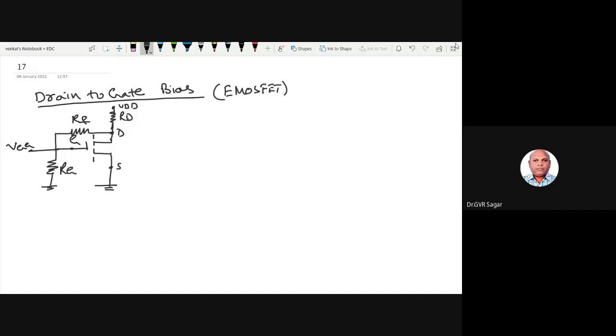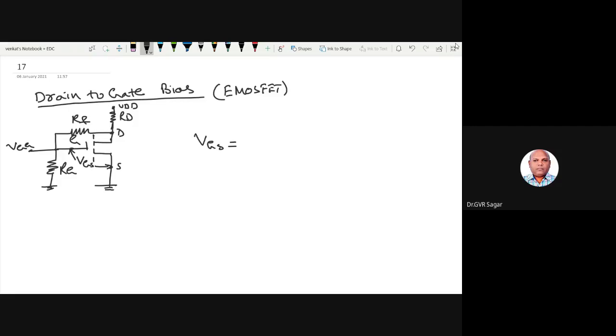So this is the circuit. Same thing, the voltage across this one, VGS. VGS is equal to the drop across the RG. The drop across RG is what is applied on VGS. So VGS is equal to what is the drop across this one? Here I am using a gate resistance RG and the feedback resistance RF.